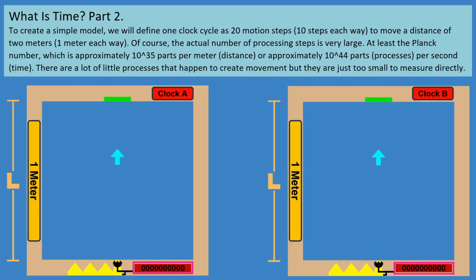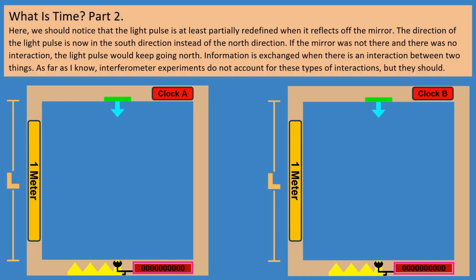The light pulse travels north in little incremental steps until it turns around. And here we should notice that the light pulse is at least partially redefined when it reflects off the mirror. The direction of the light pulse is now in the south direction instead of the north direction. If the mirror was not there and there was no interaction, the light pulse would just keep going north. Information is exchanged when there is an interaction between 2 things. As far as I know, interferometer experiments do not account for these types of interactions, but they should.